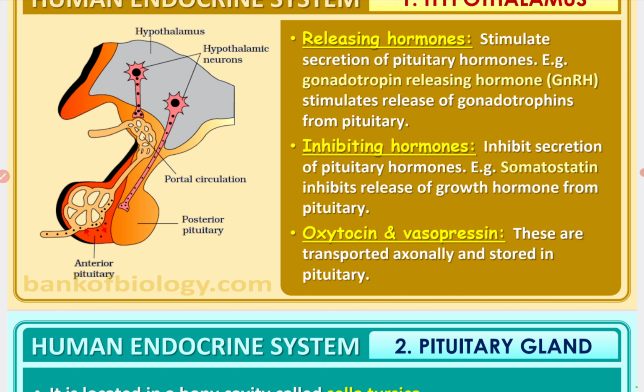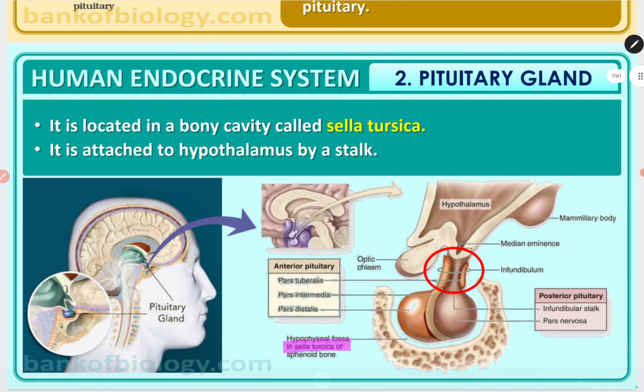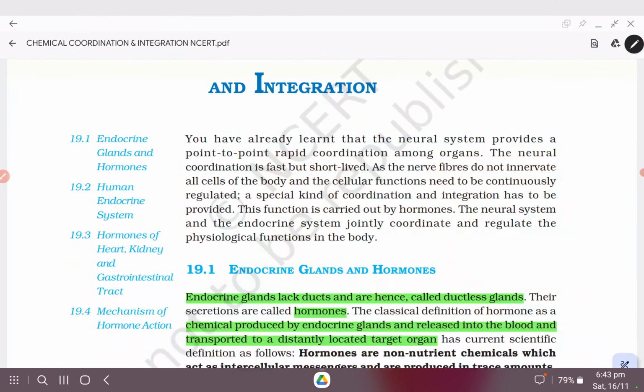Example, somatostatin inhibits releasing of growth hormone from pituitary, and oxytocin and vasopressin, these are transported axonally and stored in pituitary. See the diagram, hypothalamus, hypothalamic neurons and the portal for circulation, and pituitary divided into two portions, posterior pituitary and anterior pituitary. Let's see the NCERT what it says.